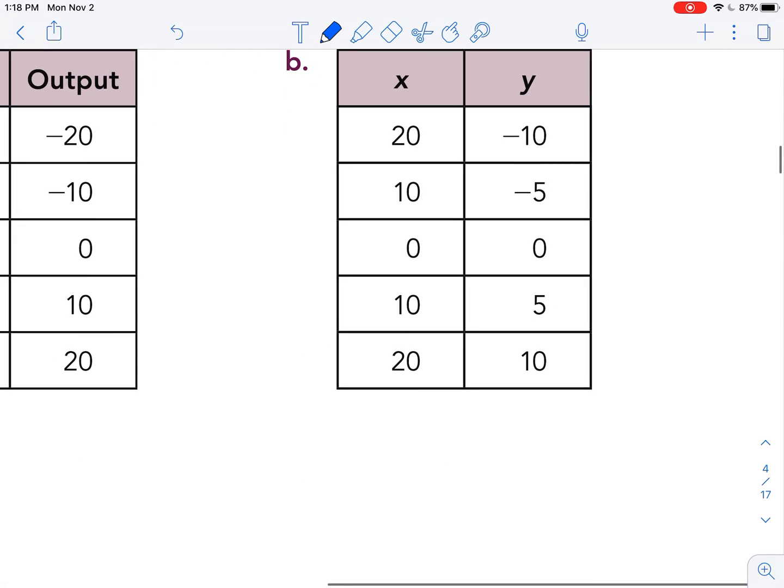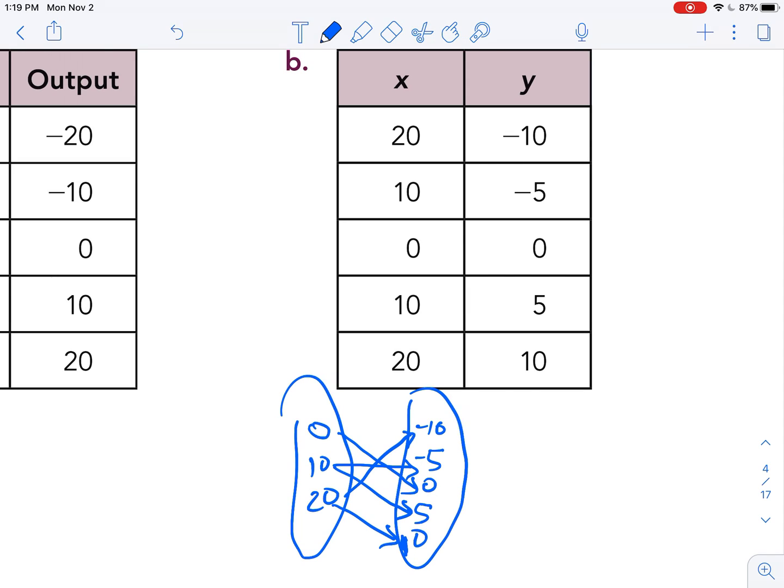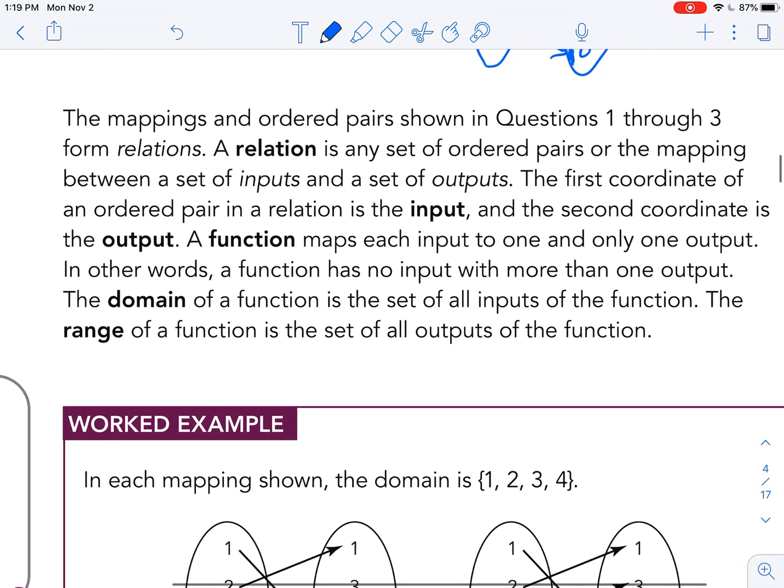So over here, I think I'll come down here and do it. I like to go in order, so 0, 10, and 20. This said negative 10, negative 5, 0, 5, and 10. So let's see, 20 went to negative 10. 10 went to negative 5. 0 went to 0. 10 went to 5. And 20 went to 10. And voila.